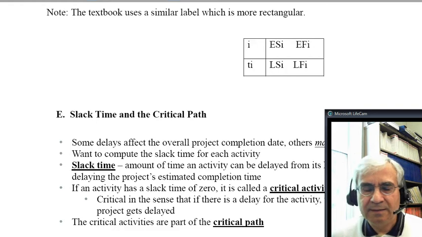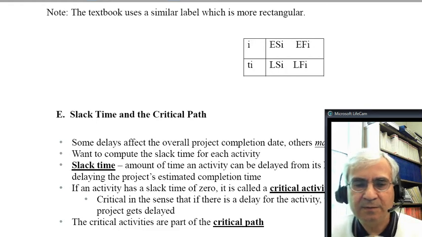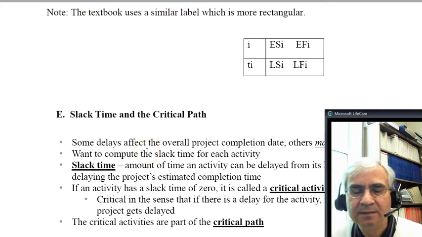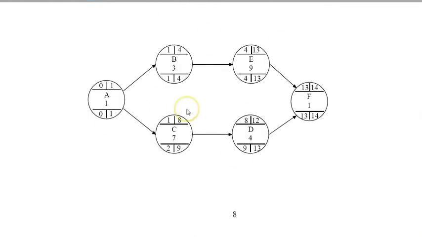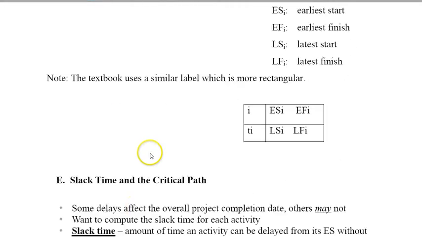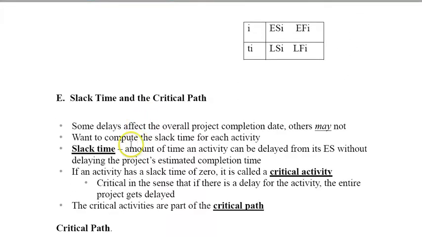Hi, so in this video we continue with the previous one. We talk about the slack and critical path for the example we had, which is to remind you of that example. Here's what we had. So this is our example of these activities where we have the durations of all activities and we have the earliest start time, the earliest finish time here, the latest start and the latest finish. Now from this information we want to compute the slack and find the critical path.